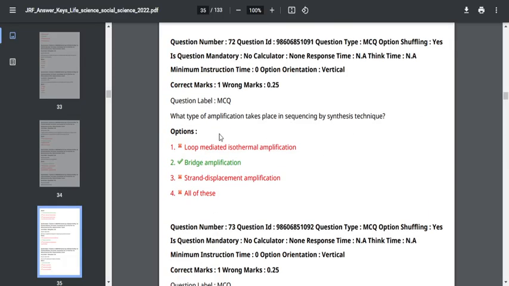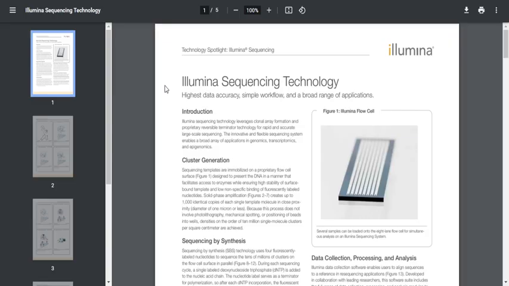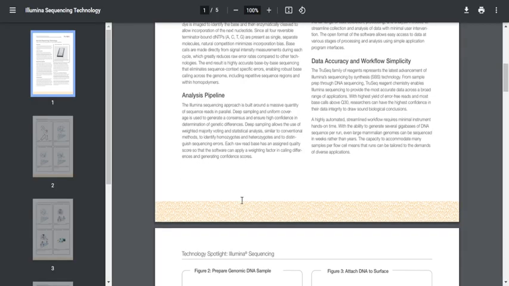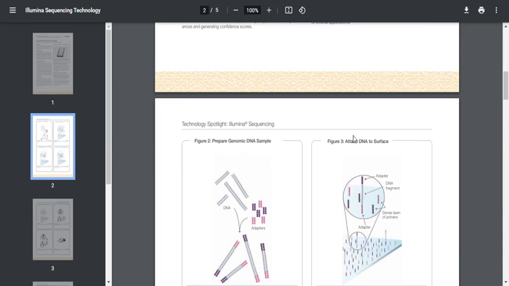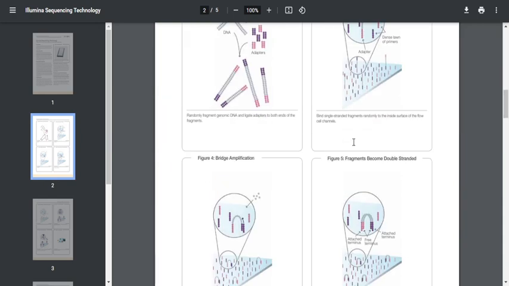Next, what type of amplification takes place in the sequencing by synthesis technique? It is bridge amplification. The best example of the sequencing by synthesis technique is Illumina sequencing. If you check the Illumina sequencing procedure, first they prepare the genomic DNA, next they attach the DNA to the Illumina flow cell.